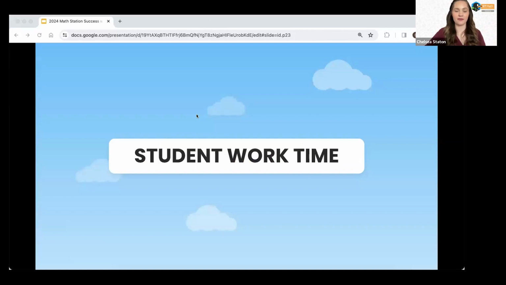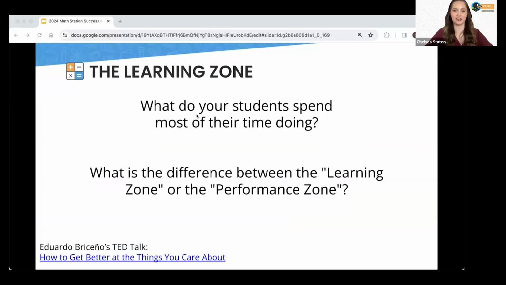Okay, we talked about what the teacher's doing. Now we're going to switch over and talk about what students are doing. So I have a video linked here. We're not going to watch it, but it talks about the performance zone versus the learning zone.